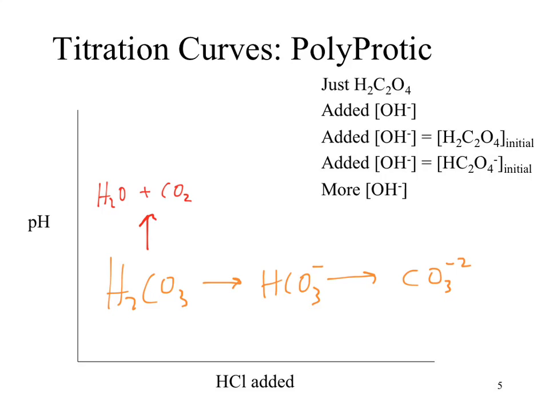If your bloodstream gets too acidic, what happens? So as we add acid, acid comes in, reacts with this basic species to generate this one. If we continue to add acid, what happens? We generate this one. Now what happens? Decomposes into CO2 and water.